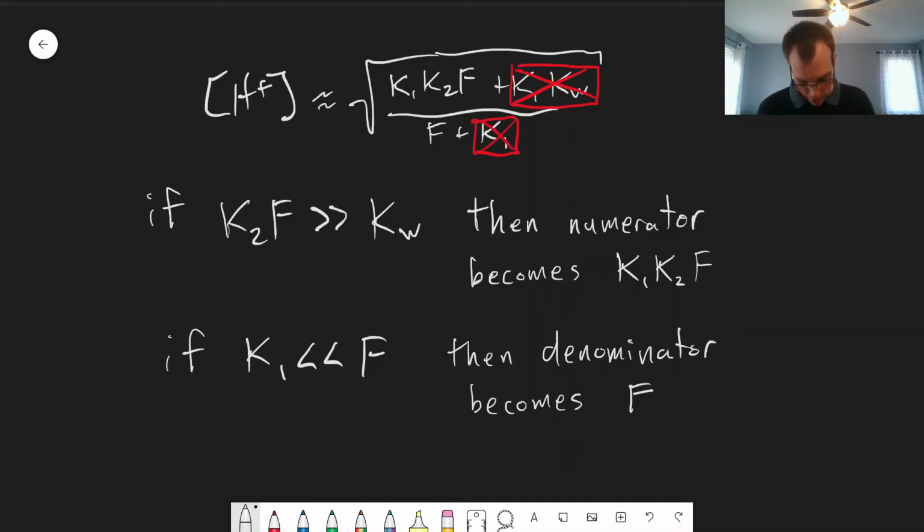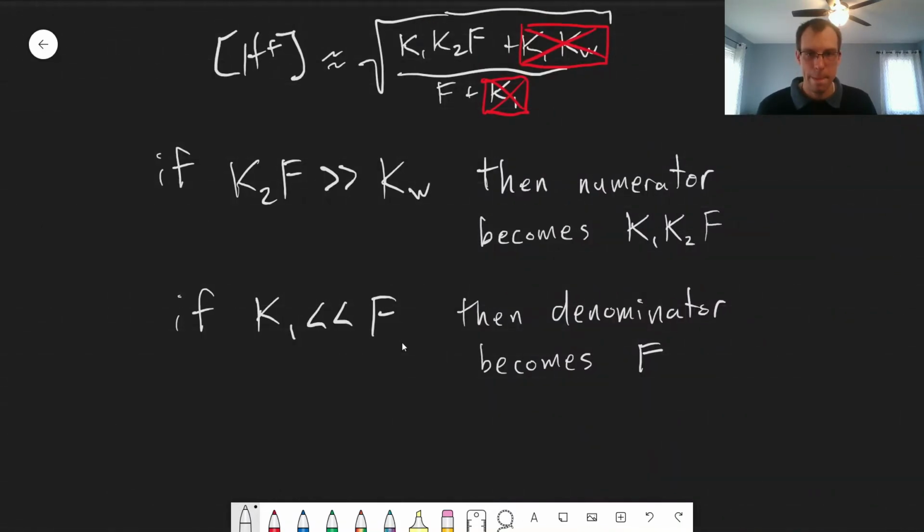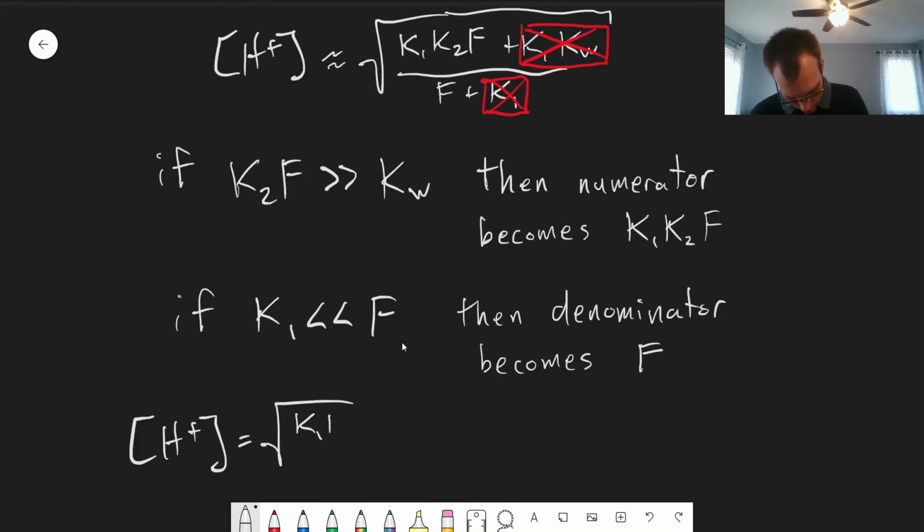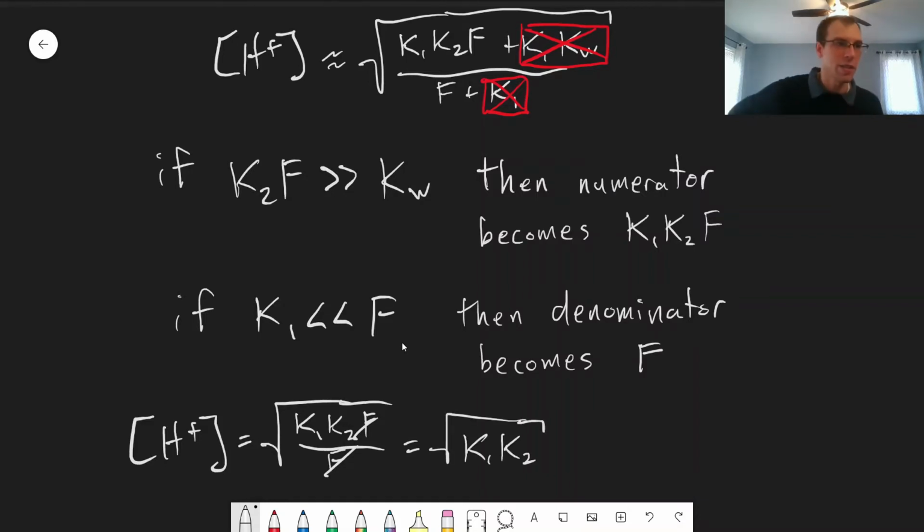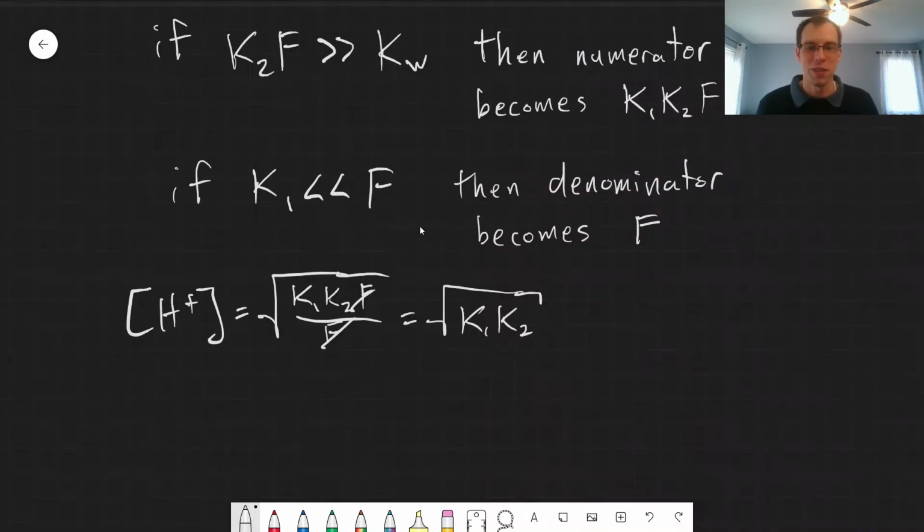Then our expression becomes, to give myself a little bit more space here, concentration of H plus is equal to the square root of K1, K2, F over F. Those F's just cancel, and we get the square root of K1, K2. So this is an even simpler version, and we can even make it one step simpler.